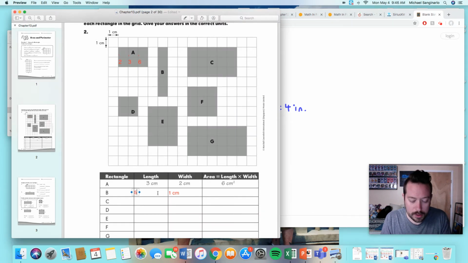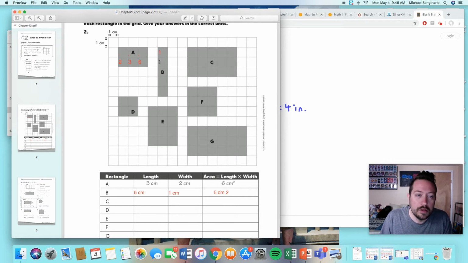Okay, so we said the length is going to be 5 centimeters. So if I were to multiply 5 times 1, length times width, that would give me 5 centimeters squared. Now I can't make this little 2 on my computer, so I just put the big 2 there, just so you know it's squared. And again, all I have to do is count.